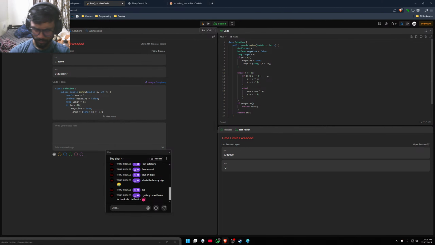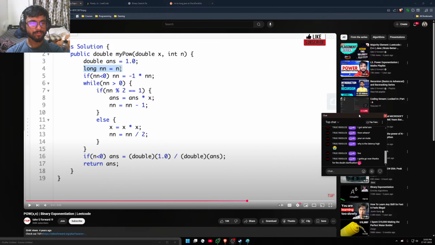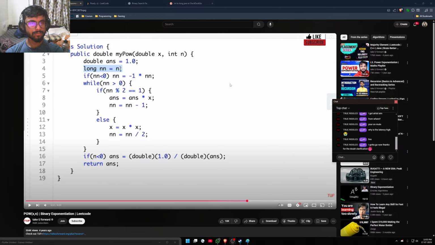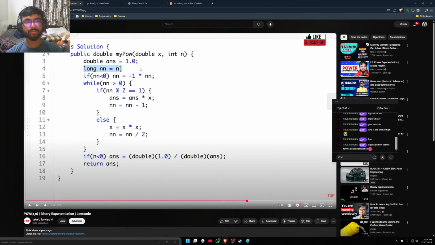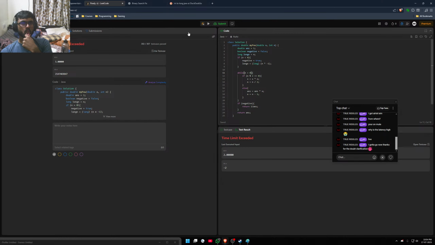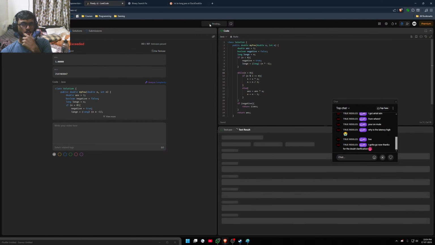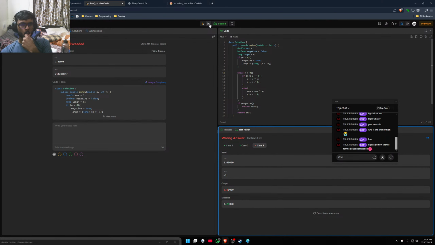Now you might ask me, what if n is negative? So I have already discussed about this in the duplicate. greater than 0. Yeah, almost everything is same here. What is the problem? Wrong answer. Okay.